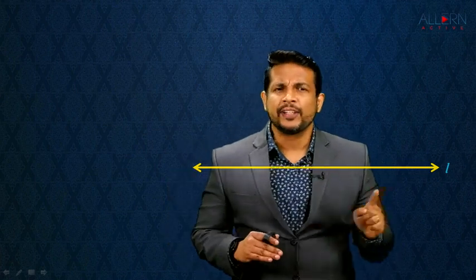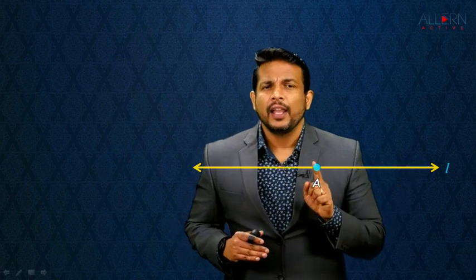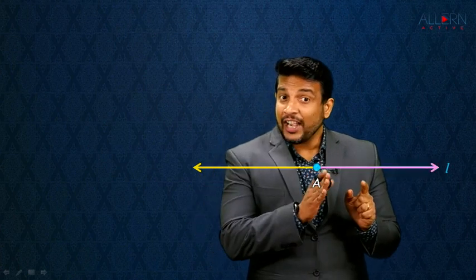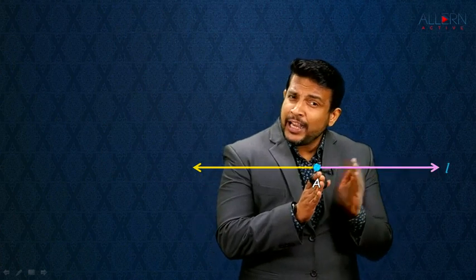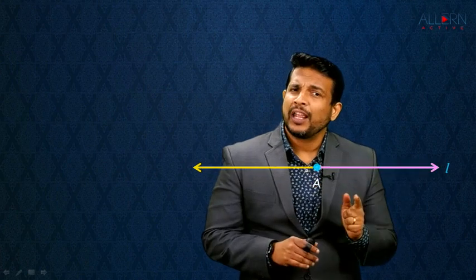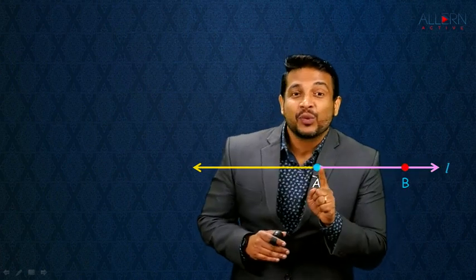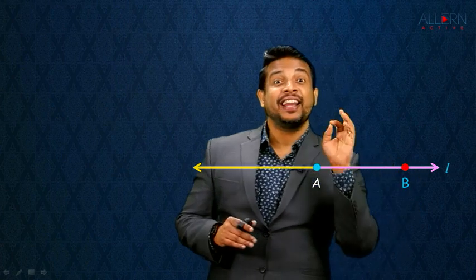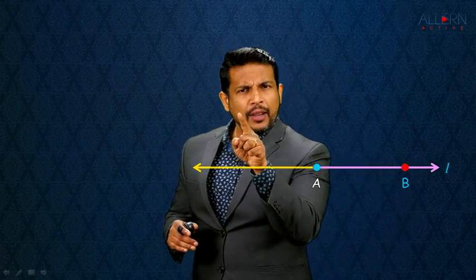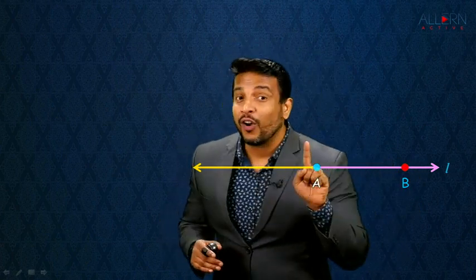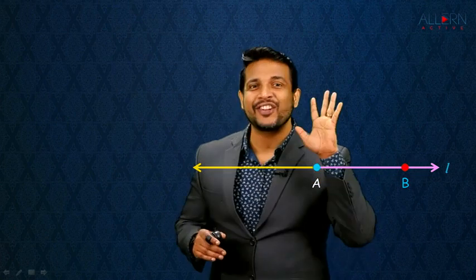So we have a line. What's the name of this line? It is line L. I'm taking a point here, that is A, right? So isn't this a ray, starting from one point and moving infinitely in one direction? So I want to name it, so I take a point B here. What's the name of this ray? It is ray AB. Can we call it ray BA? No, always name it starting from the origin.